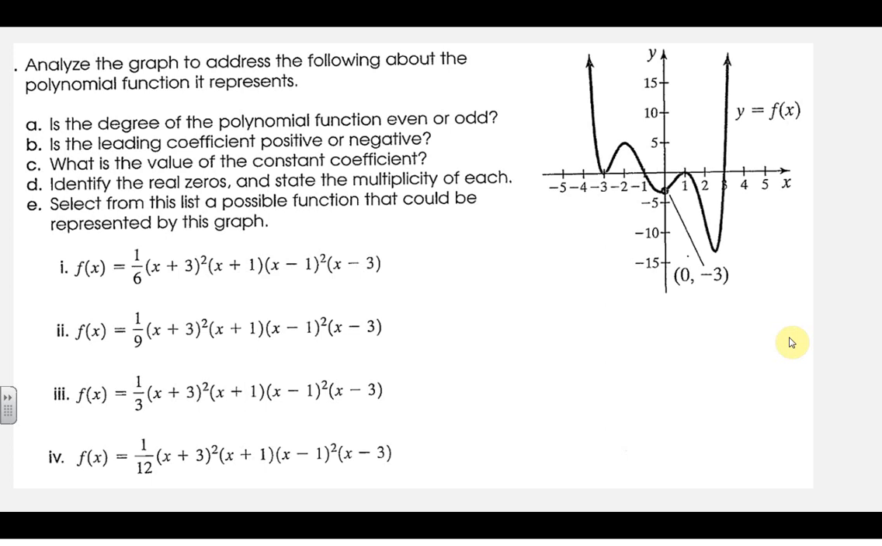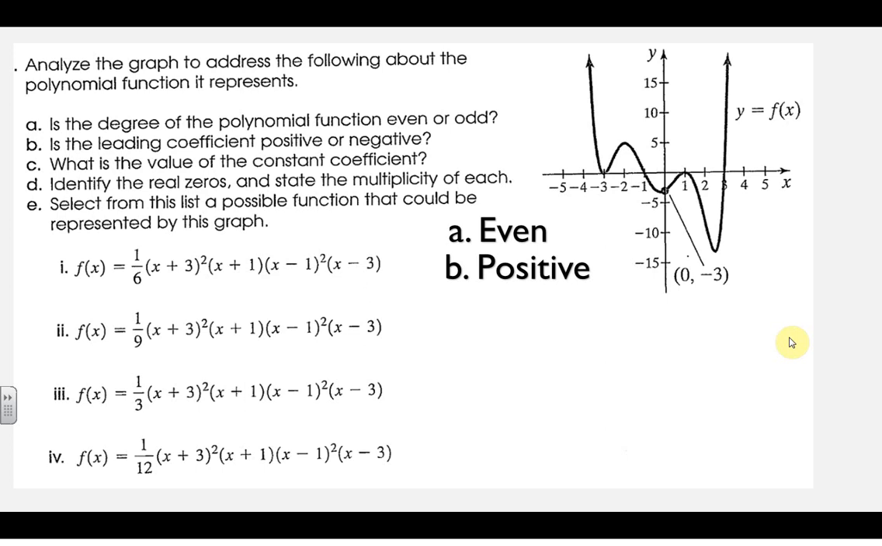A little bit different. Is the degree even or odd? Look at that graph. Even, definitely even. They both end in the same direction. B: is the leading coefficient positive or negative? They're ending up, so that means positive. C: the value of the constant coefficient.